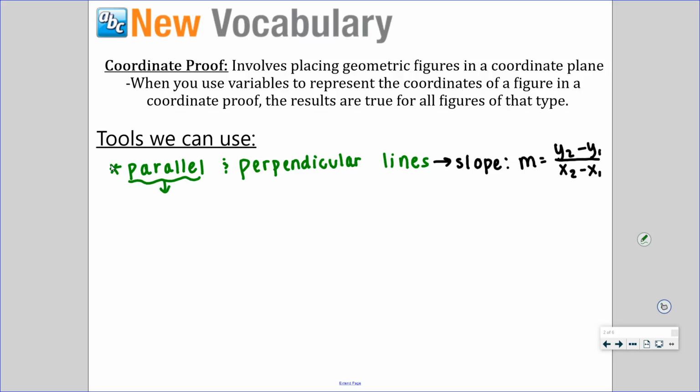They're the same slope, right? They're the same slope. What about perpendicular lines? Reciprocal, what else? Opposite. Good. Thank you, Matthew. Opposite. Reciprocal. Slopes. All right, so that's going to come back.